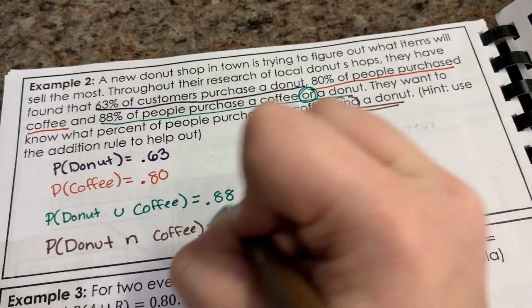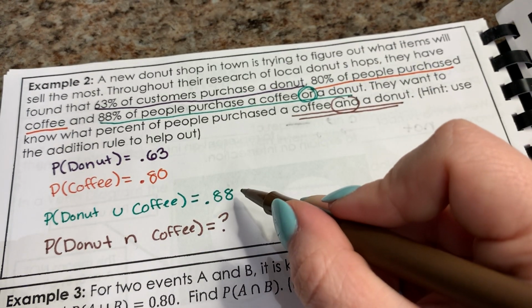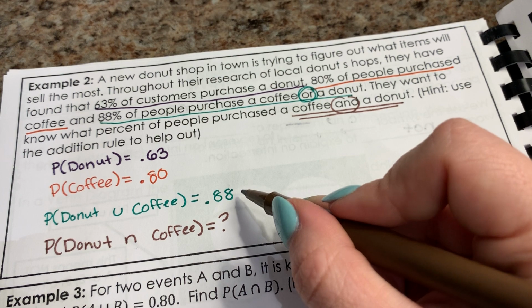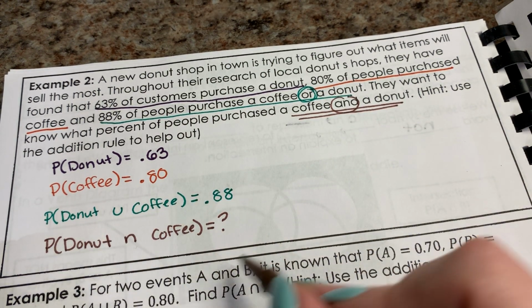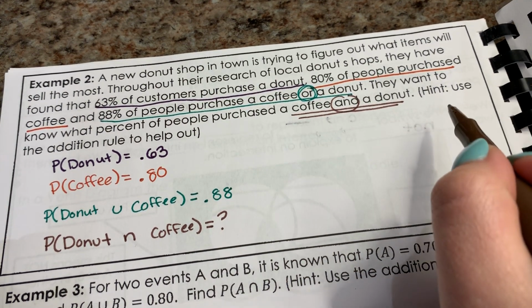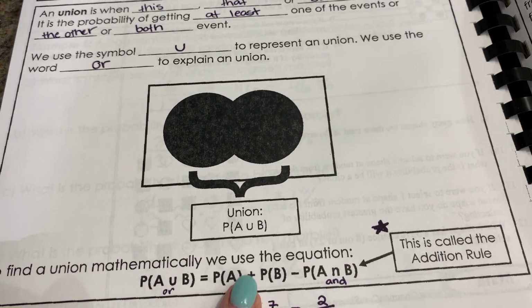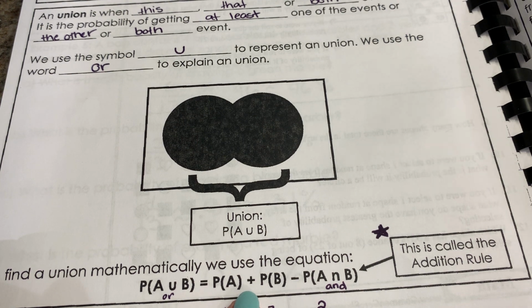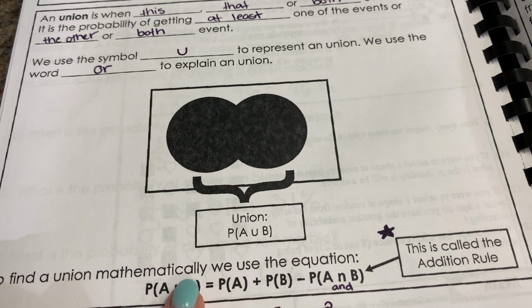So remember what we have here is we have just a donut, just a coffee, and then any combo. These are the people that got donuts, these are the people that got coffee, these are the people that got both. They would like to single it out and get both. So here you can see there's a little hint. It says hint, use the addition rule. So if we go back and take a look, this is our addition rule down here. So remember I said the addition rule allows us to figure out any of the missing pieces.